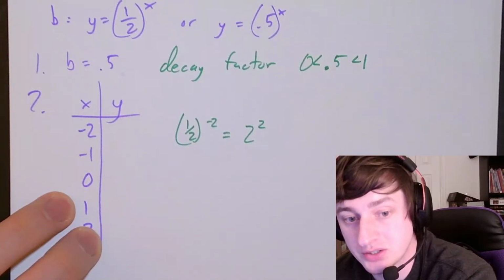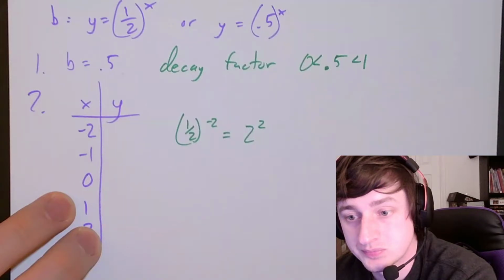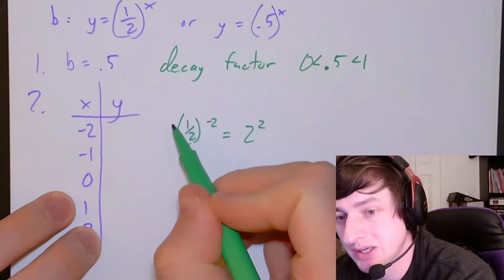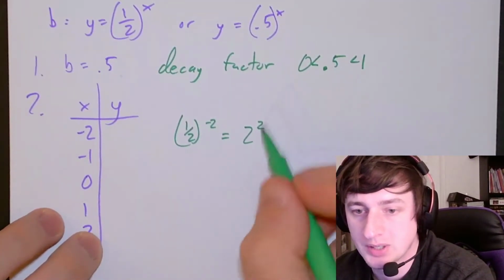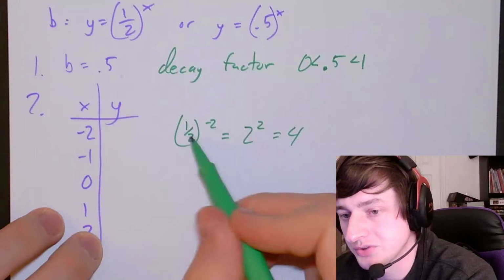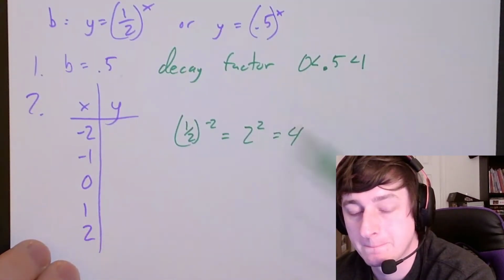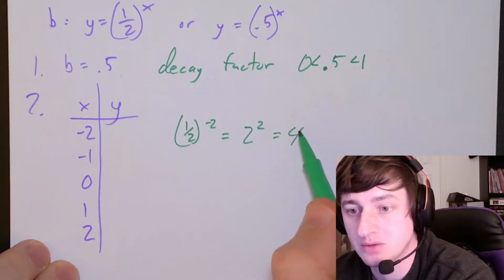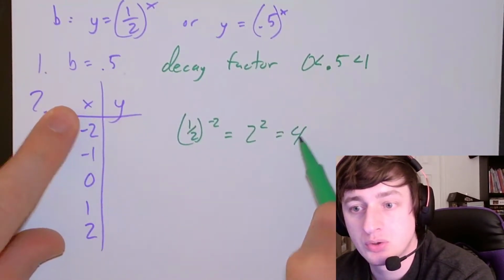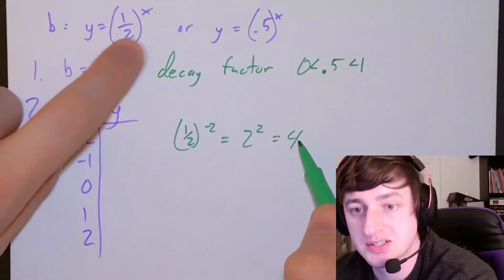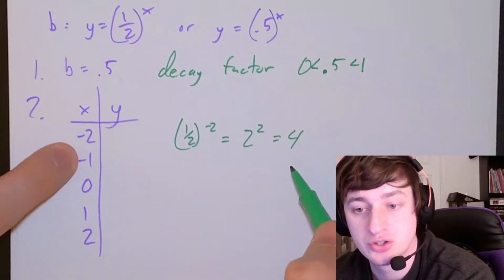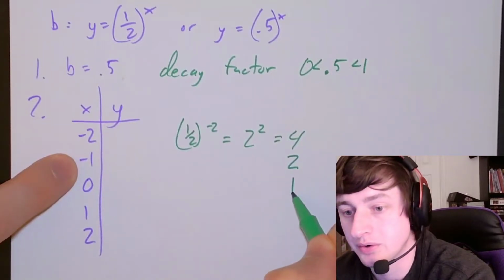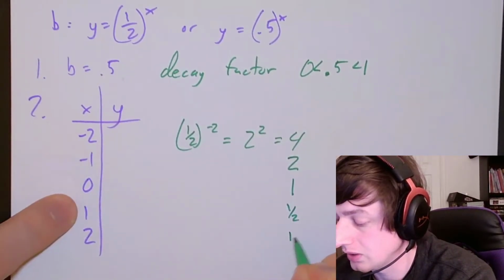That might look really strange. But what we're doing is we're taking 1 half, we're really making that over 1, and then we're flipping and multiplying to get 2, and then we're squaring it. So this is 4. We'll also look at the pattern. The pattern should make sense. Okay, we're starting at 4 here, and we're going to multiply by a half every time. As x gets bigger, we're multiplying by a half. So a half of 4, we should get 2 as our next answer. And then we should get 1. And then we should get a half. And then half of a half is a quarter.